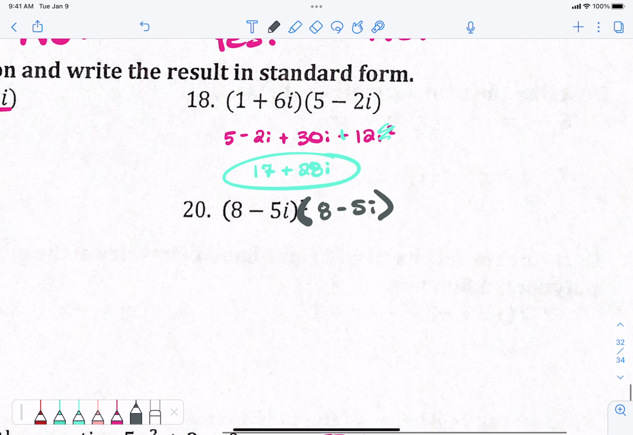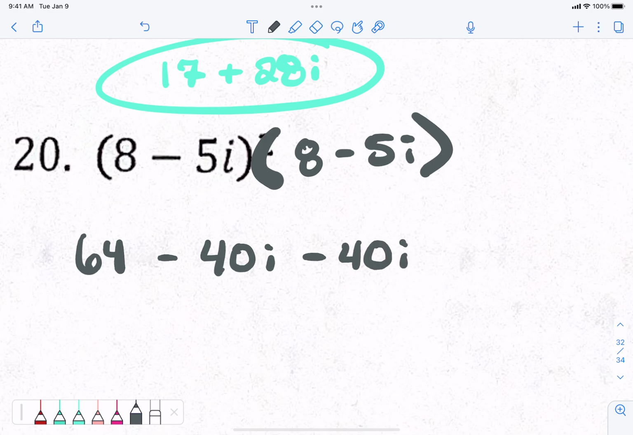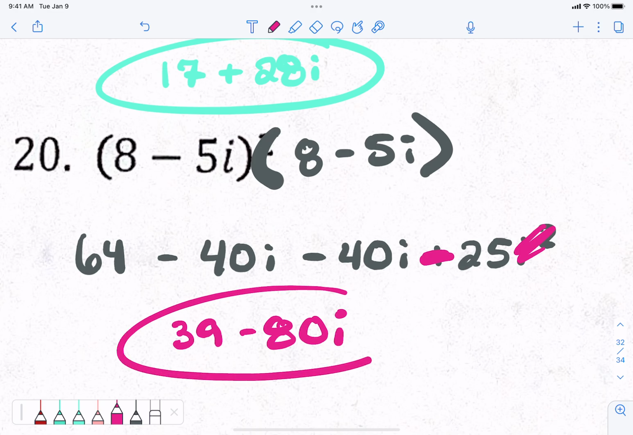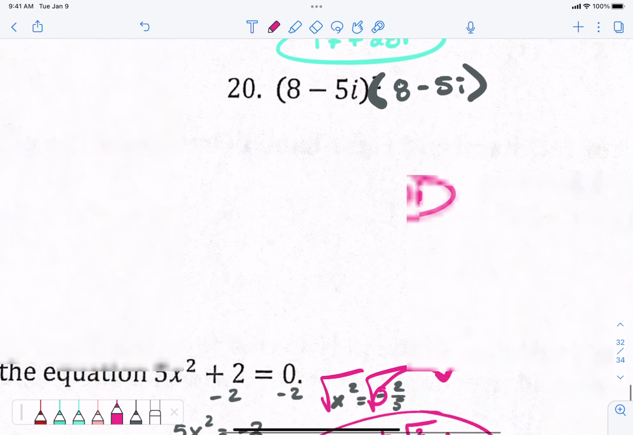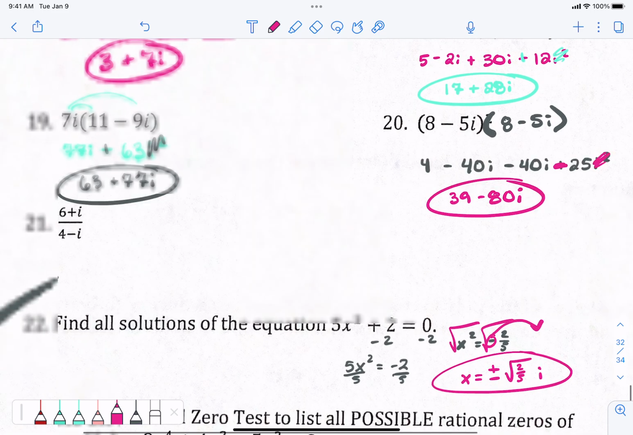Okay. All right. Here we go. I'll be quiet. Did you get 5? 25 minus 2i. 21.